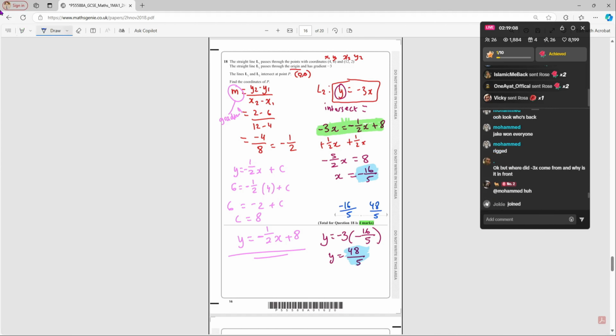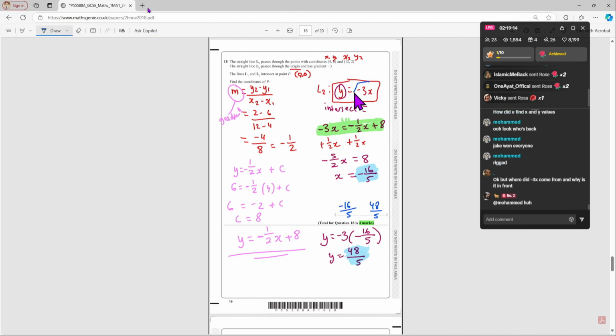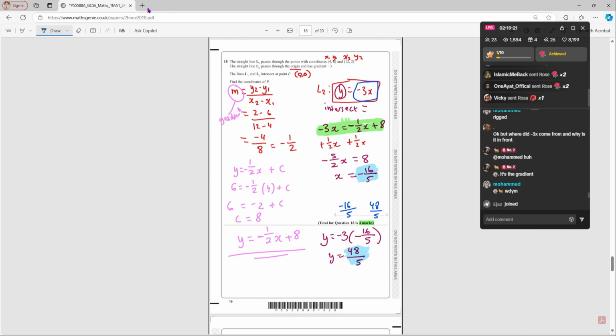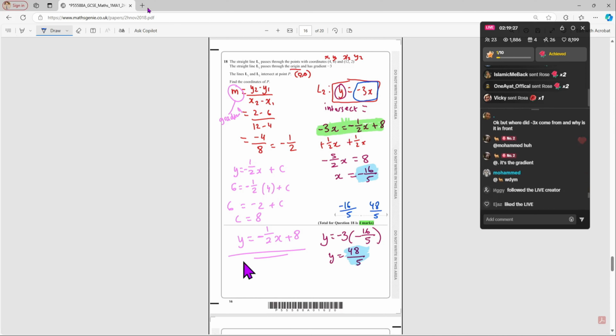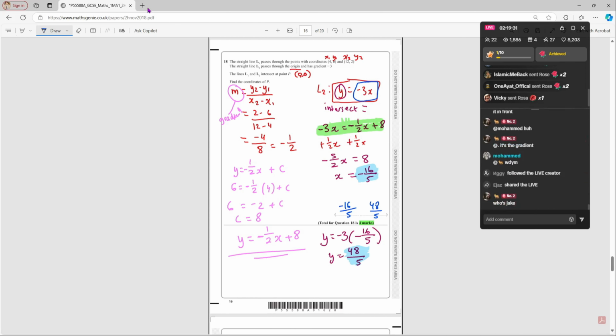Where does the minus 3x come from? It's because it's in this equation. So as you can see, we have minus 3x in this equation over here. We know that minus 3x is equal to y. That is why we put it instead of the y value, okay? We substitute our minus 3x value into our y value over here. And that is how you get your final equation, okay?